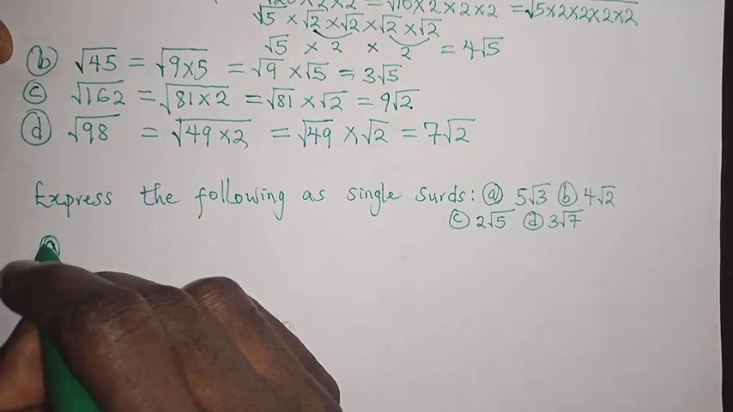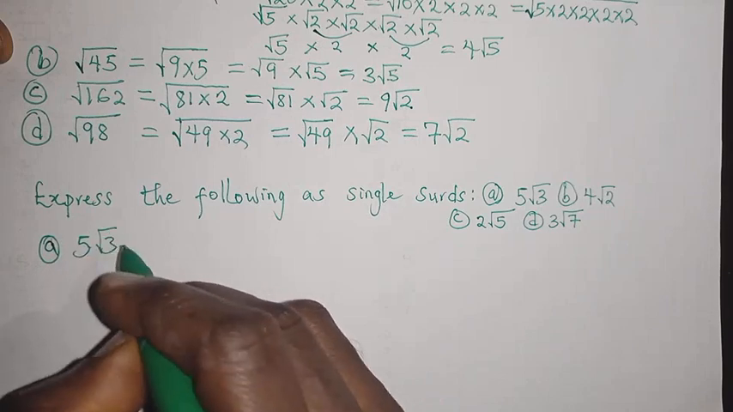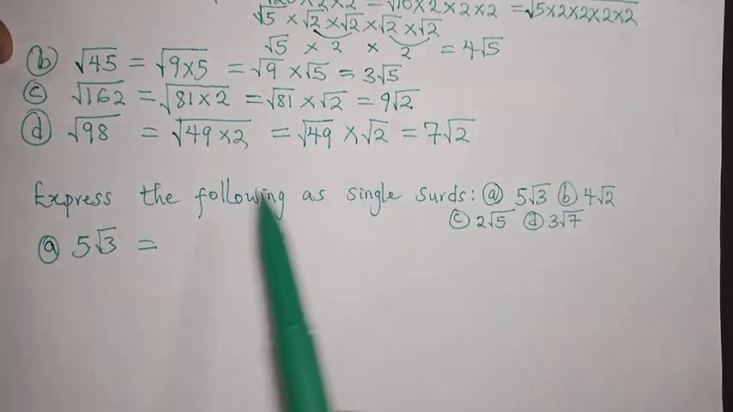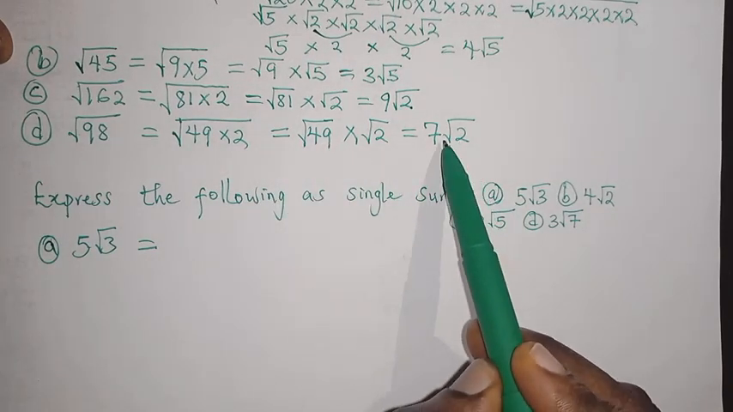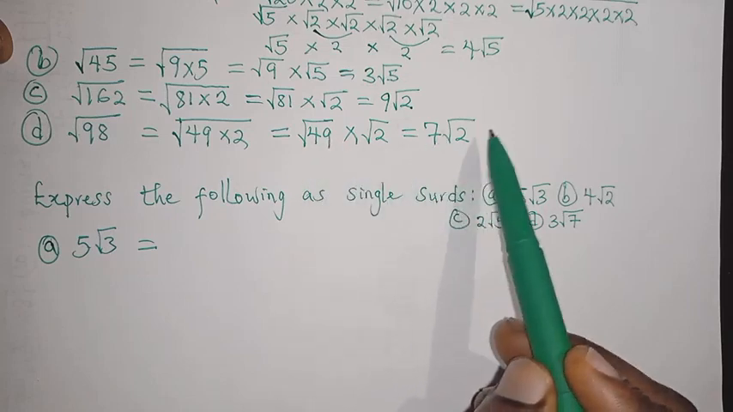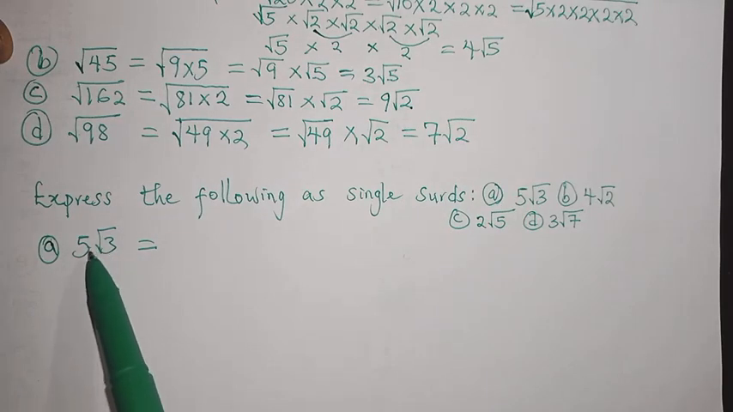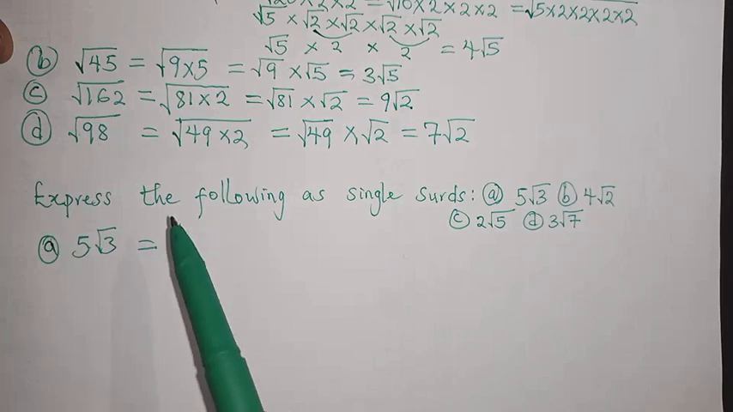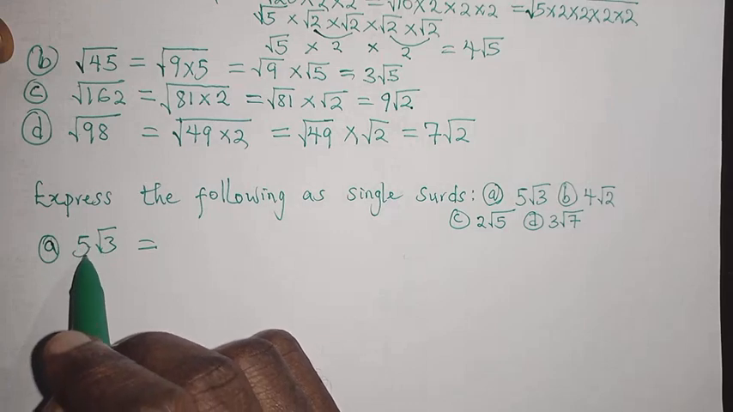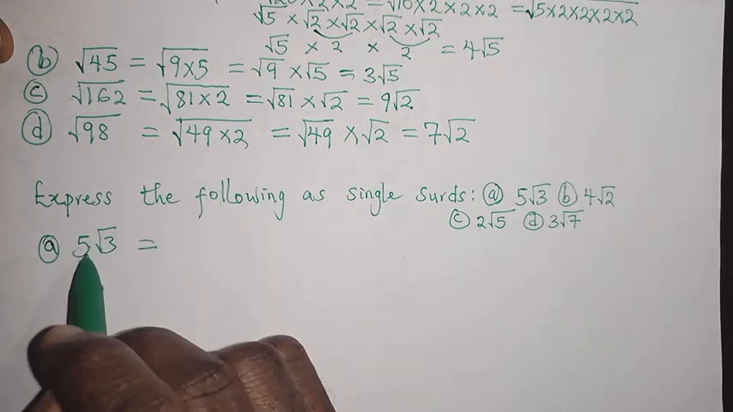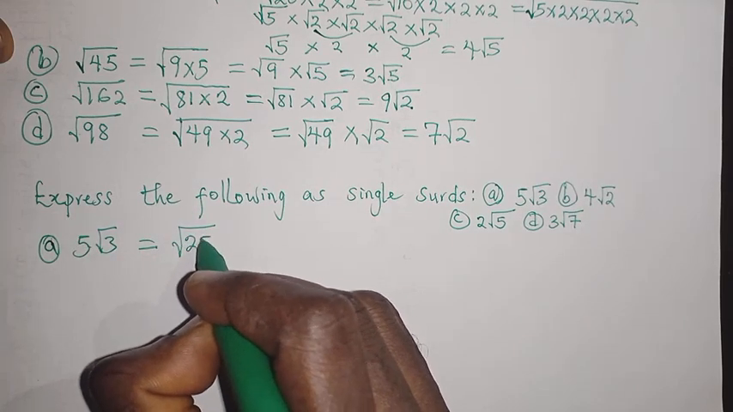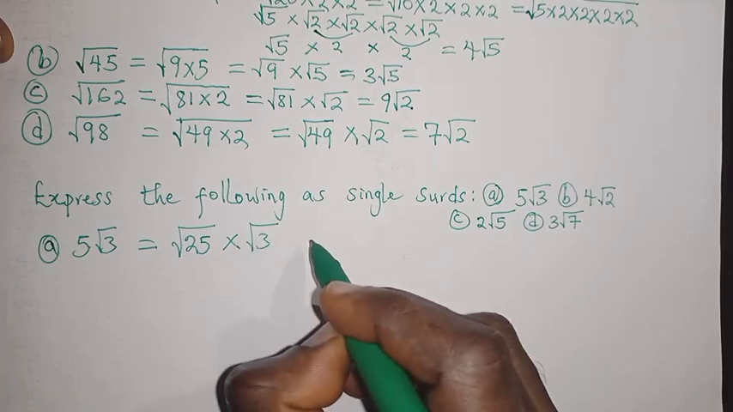The first one we have there, A, is 5 root 3. Now, this is simple. If you recall, if we have root 49, we take the square root of 49, and that gives us 7. Now, this is like going back to this kind of expression. So I take the 5 back into a square root and I get 25. So that is root 25 times root 3.